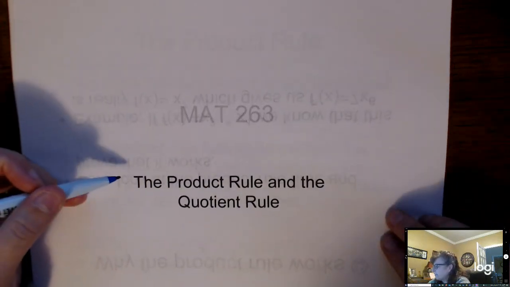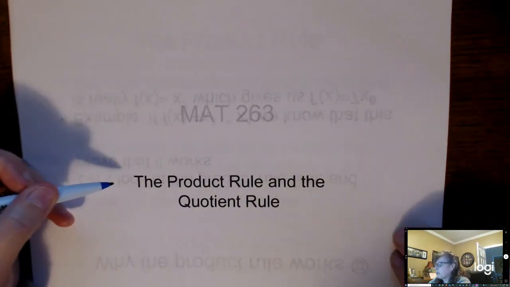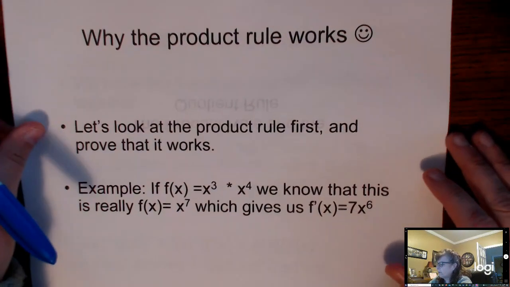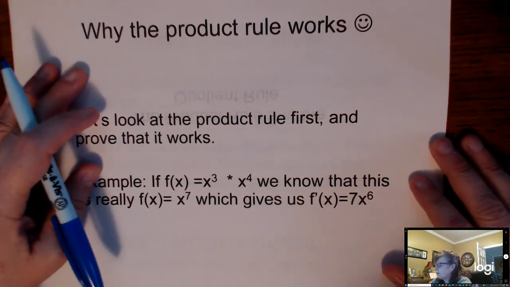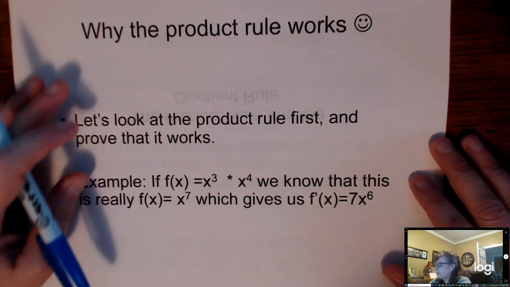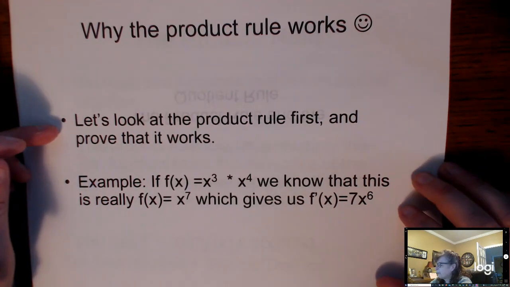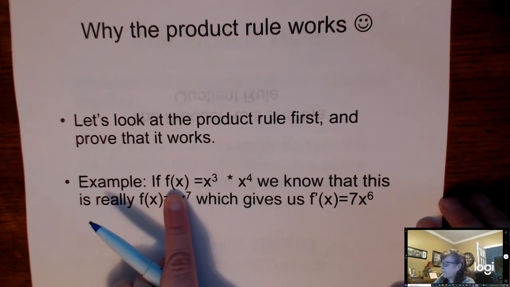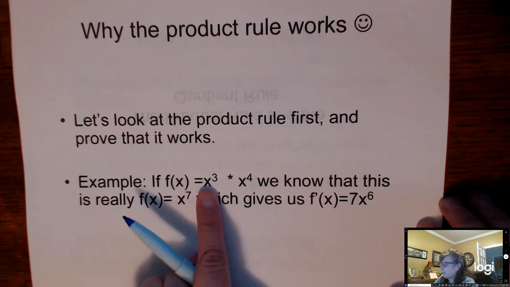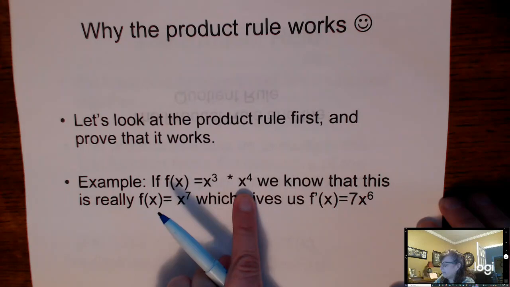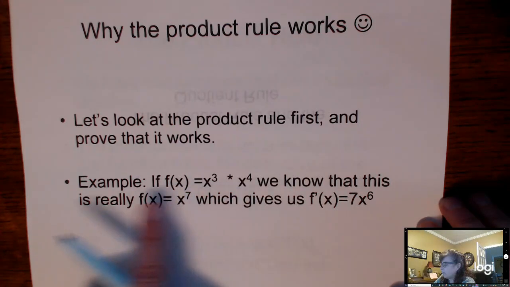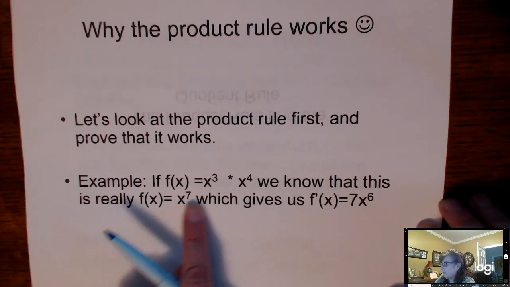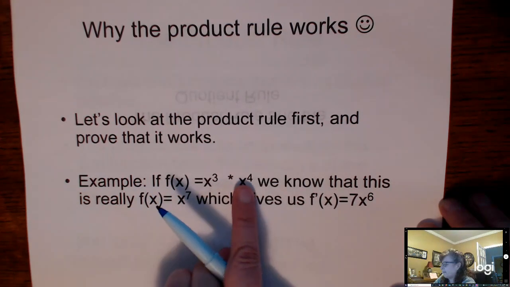This lesson is on the product rule and the quotient rule. So first, let's just think about why the product rule is going to work here. So you have an example like this, f of x equals a product, x cubed times x to the fourth. We know that this is really f of x equals x to the seventh, okay, because you add the exponents.